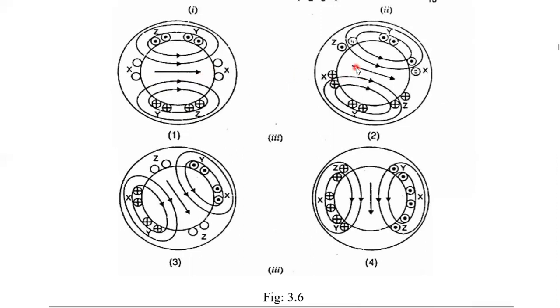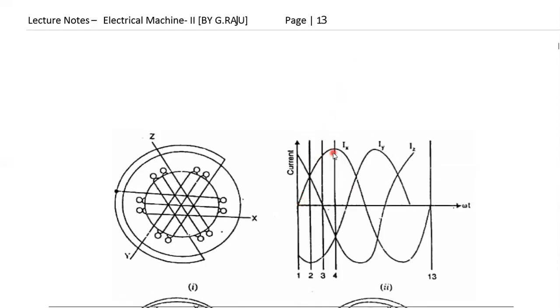At omega t equal to 30 degrees, the field direction is like this. At omega t equal to 60 degrees, the field direction is here, and at omega t equal to 90 degrees, the field direction is here. That means the field rotates 90 degrees in one quarter cycle of the phase current. So this field is rotating 90 degrees. Understood? From 0 to 90 degrees, the field rotates 90 degrees.